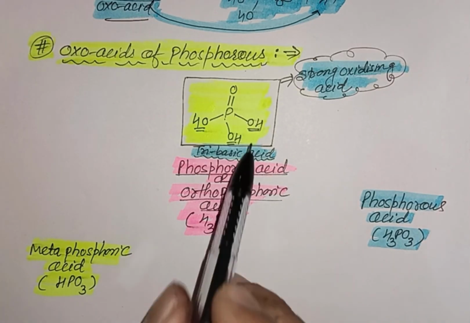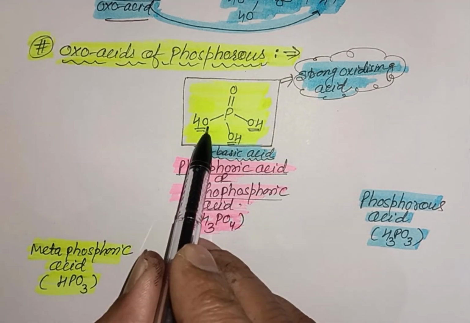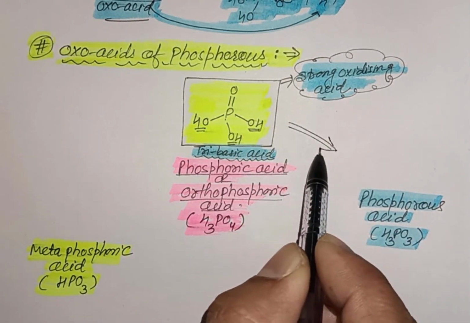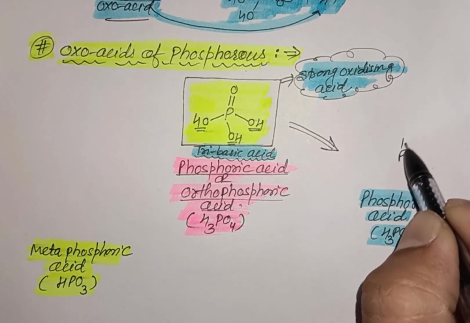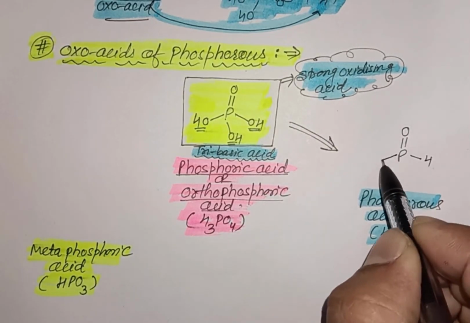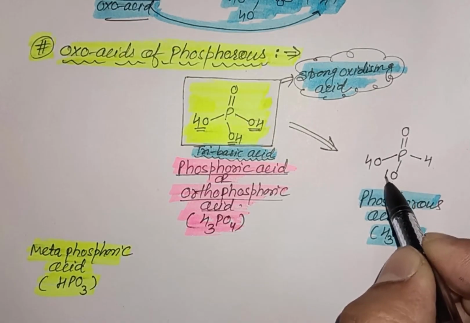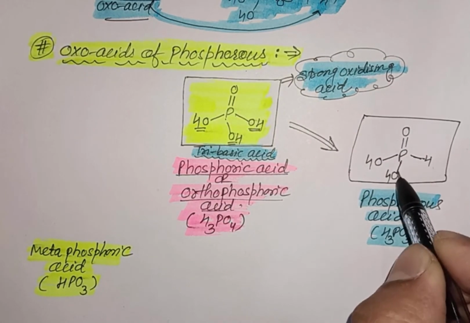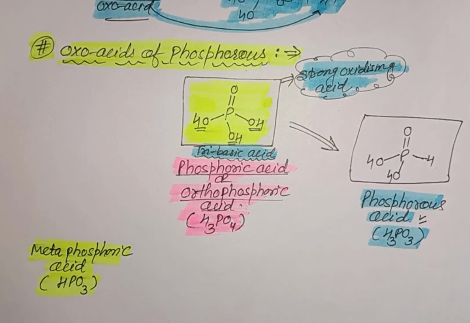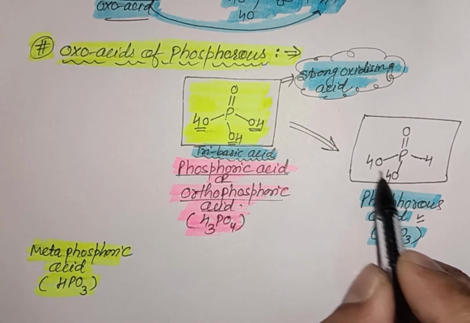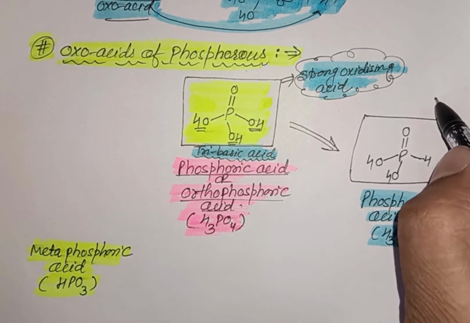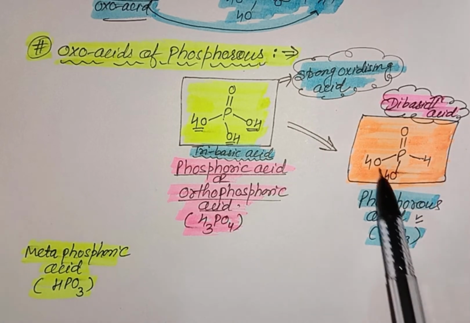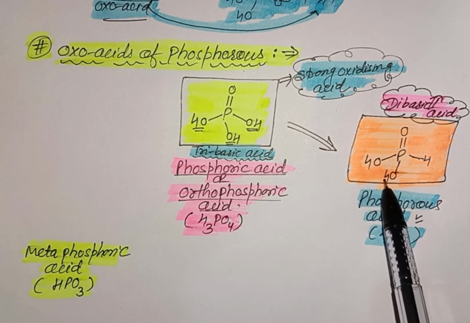If we remove one oxygen, either this one or this one, it will form phosphorus acid. So if we remove one oxygen, that is P double bond O, H, there is also OH and OH. This is the structure of H3PO3, also called phosphorus acid. In phosphorus acid there are 2 OH bonds, so it is our dibasic acid because it can neutralize 2 molecules of the base by releasing 2 H positive ions.